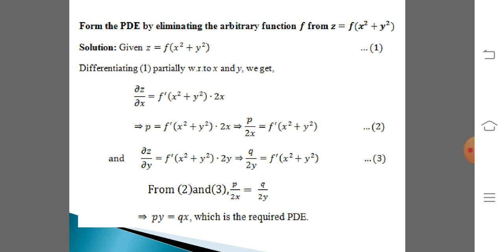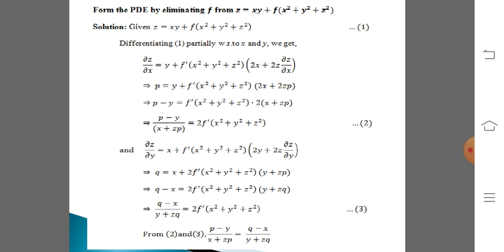Look at equations 2 and 3. What about the right hand sides? Right hand sides are same, equal. Since the right hand sides are equal, left hand sides must be equal. So if you equate the left hand sides, you get p by 2x equal to q by 2y. Cross multiplying and cancelling 2, we get py equal to qx, which is the required PDE.